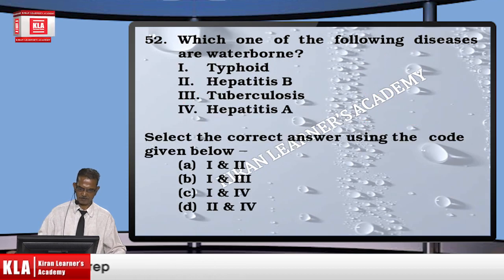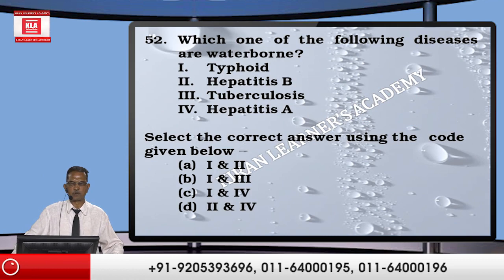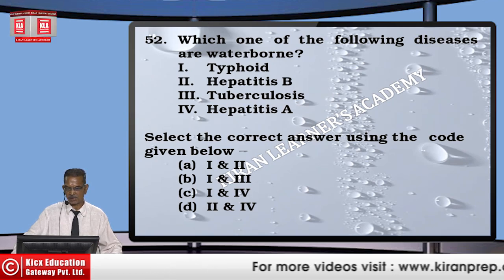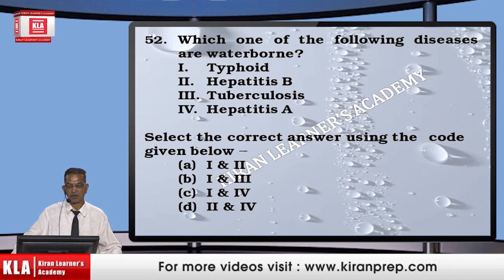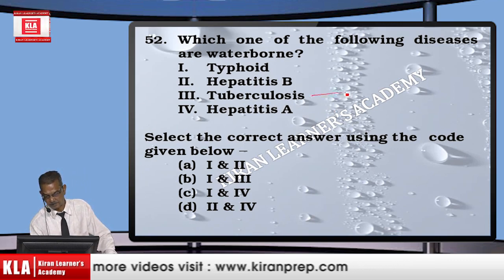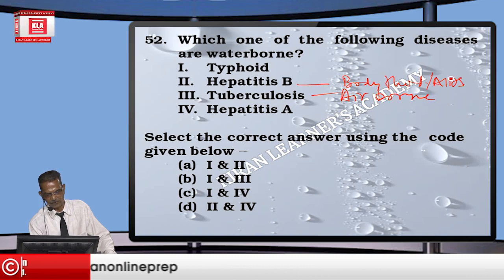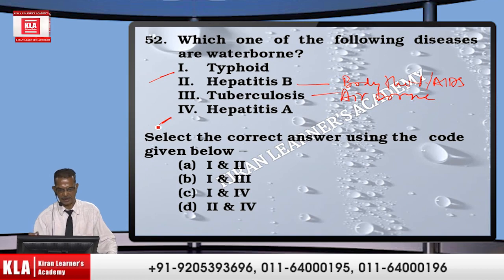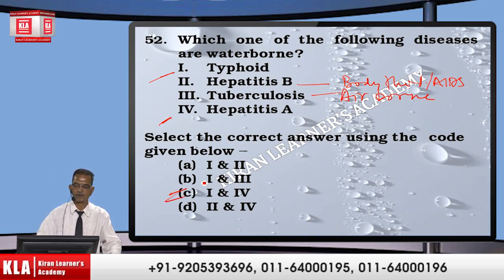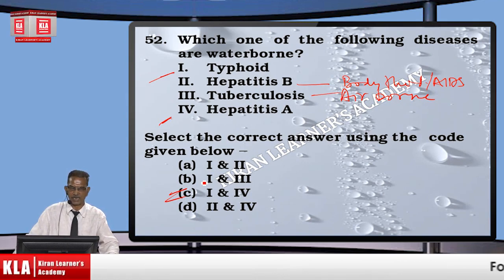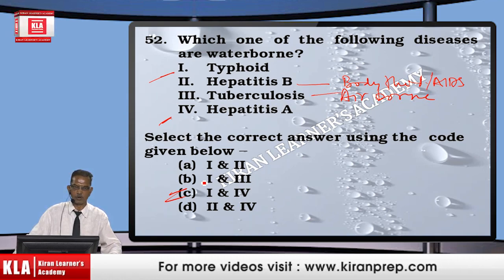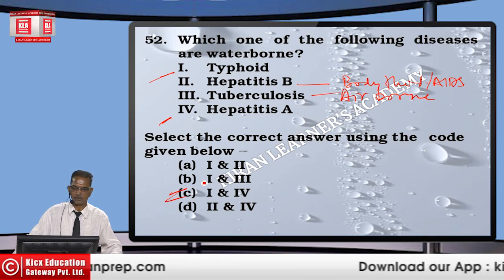Next. Which one of the following diseases are waterborne? That means spread by water, by drinking contaminated water. Typhoid, yes. Hepatitis A, yes. Tuberculosis, airborne. Hepatitis B is body fluids, like AIDS. So we are left with only two options, typhoid and hepatitis A. 1 and 4, option C is the correct one. Hepatitis B is by body fluid, like semen, blood, etc. Tuberculosis is airborne, passes from an infected person by air when the person sneezes or coughs. But typhoid and hepatitis A are caused because of contaminated water.